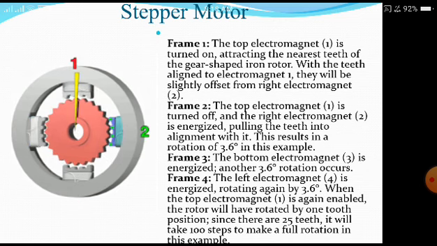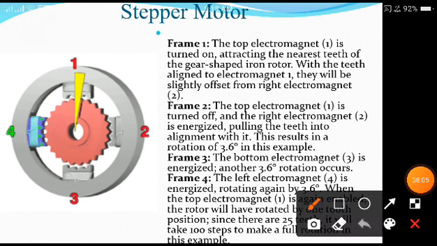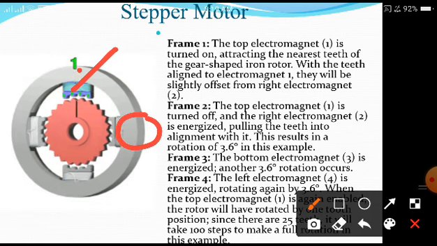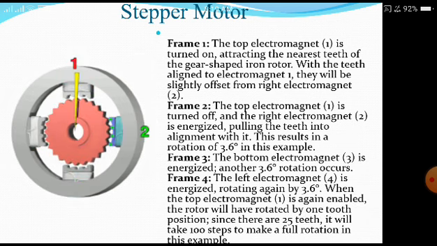The top electromagnet 1 is turned off. It is red, meaning it is turned off, and the right electromagnet 3 is energized. When this portion goes off, this gets energized. So that is what gives the continuous rotation in the form of steps. That is very, very important here.